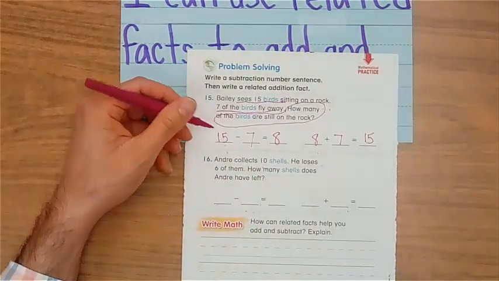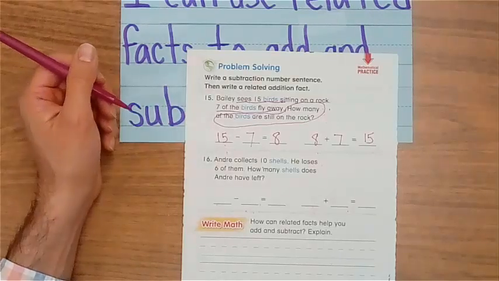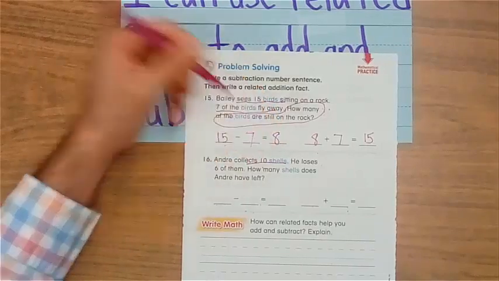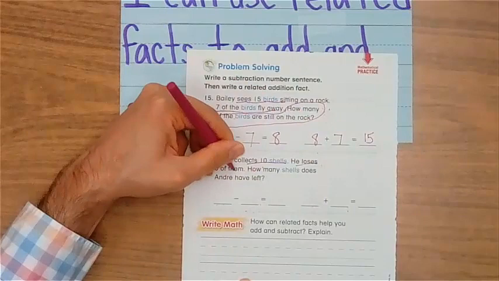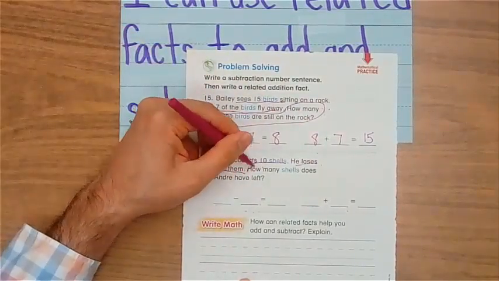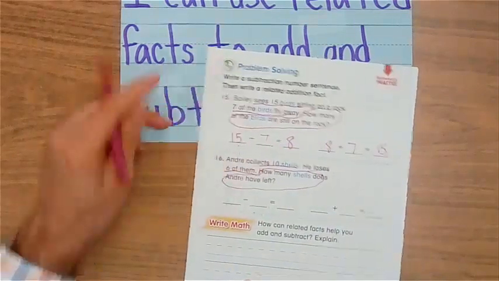So let's underline and circle the things that we know and the things we want to find out. Andre collects 10 shells. That's something I know. He loses 6 of them. How many shells does Andre have left? That's what I'm going to circle because that's what I want to know.